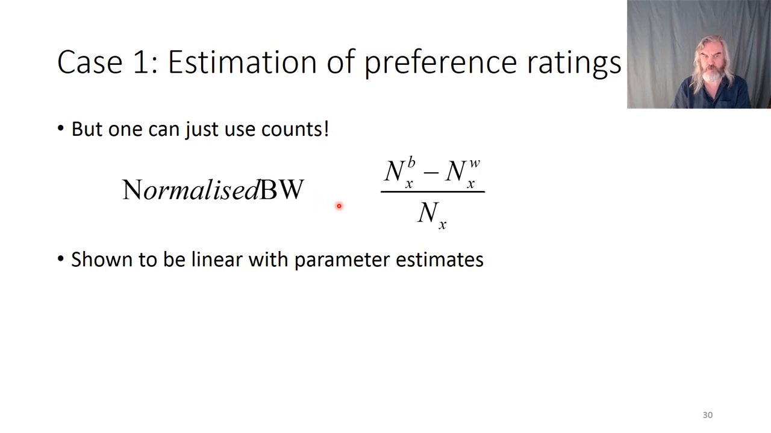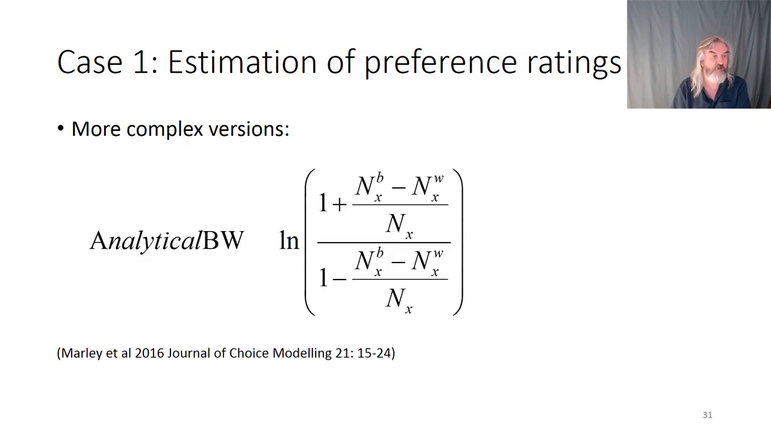NBW, this is going to be cool. And you can show that this measure is linear. I can just do this for every one of the objects. For objects 1 to 10, how many times was it chosen as best? How many times was it chosen as worst? Divide by the total number of times it was seen. That score is going to give me a relative weighting if I do that across all of them, and it's shown that it is going to be linear with the parameter sets. We're going to show an example of that.